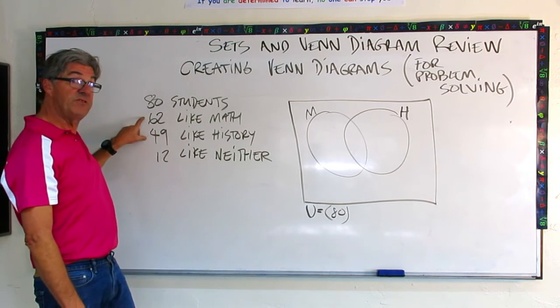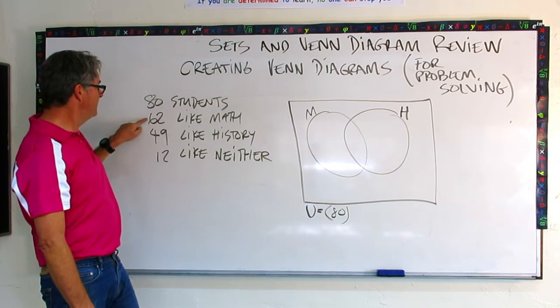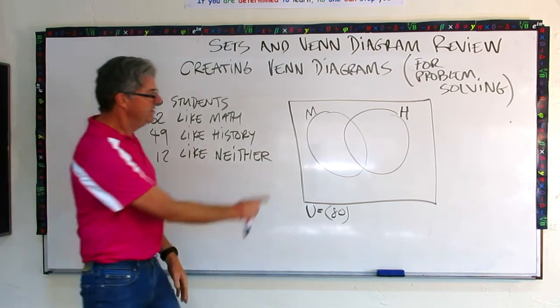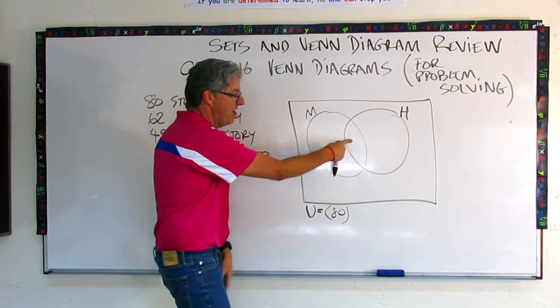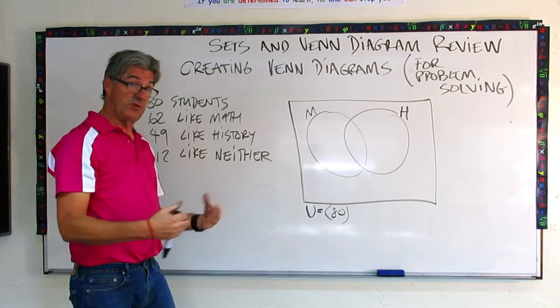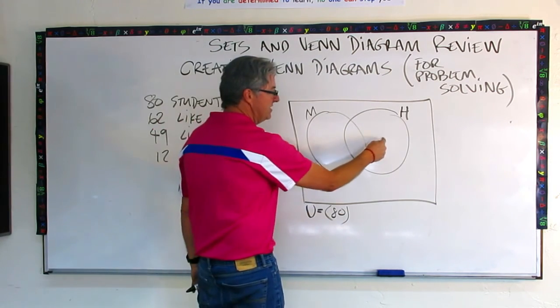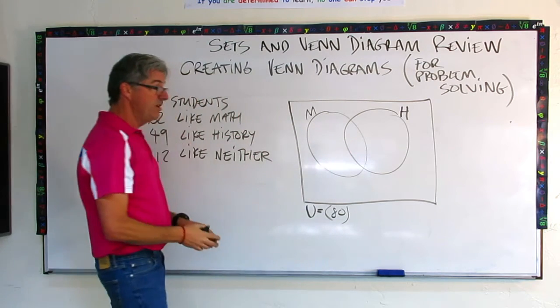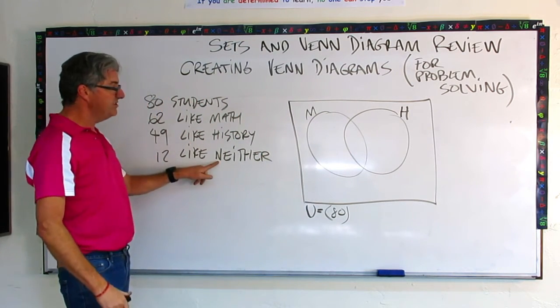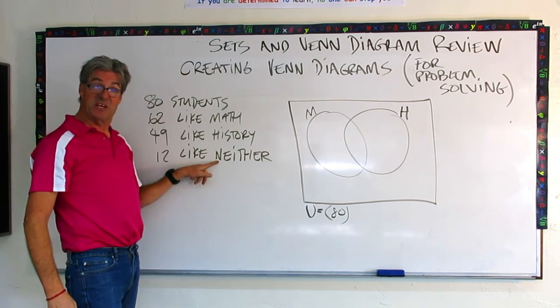Now I can't put these two numbers on yet because the 62 that like math, some of them are here and some of them are there. And I don't yet know which ones are where. Same thing with history. This 49 people that like history, some are here and some are there. And we don't know what that is. You notice also, they didn't tell us what the intersection was.